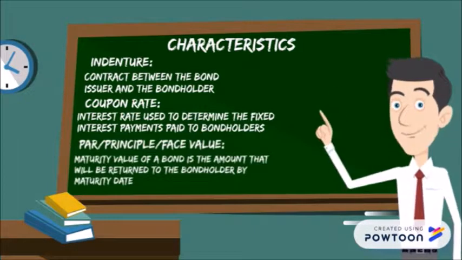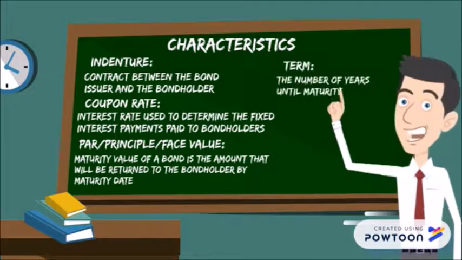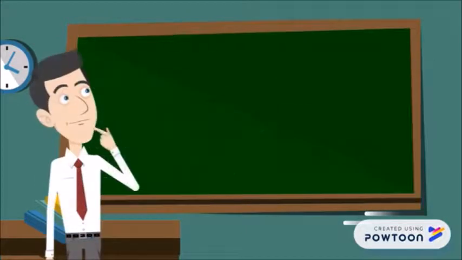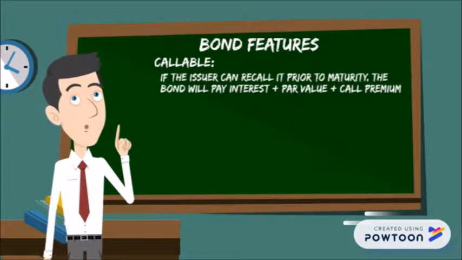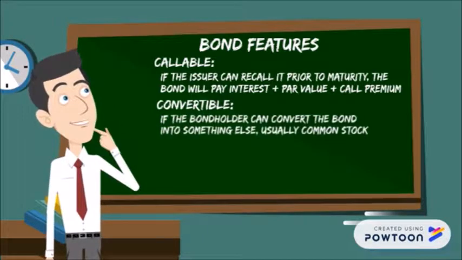Par value, the maturity value of a bond, is the amount that will be returned to the bondholder by the maturity date, and the term is the number of years until maturity. Callable bond: if the issuer can recall it prior to maturity, the bond will pay interest plus par value plus call premium. Convertible bond: if the bondholder can convert the bond into something else, usually common stock.